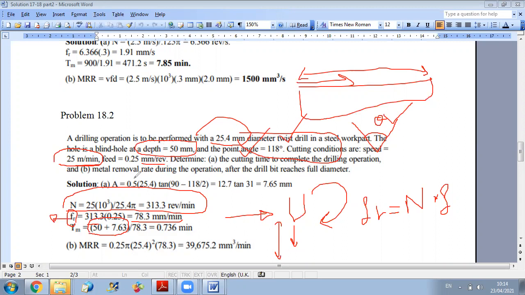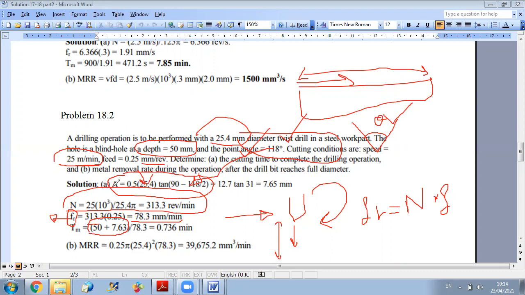As we said, the approach distance in blind hole operation and also in through hole have the same expression for A, but the difference between blind hole and through hole is that in case of through hole, we should add to A the thickness of the work part, while in case of a blind hole, we should add the depth of the hole. So here, A is given by 0.5 times D, which is here 25.4, times tangent of (90 minus theta) over 2. We replace theta by its value, and we have already the value of the diameter. So we can get the allowance.